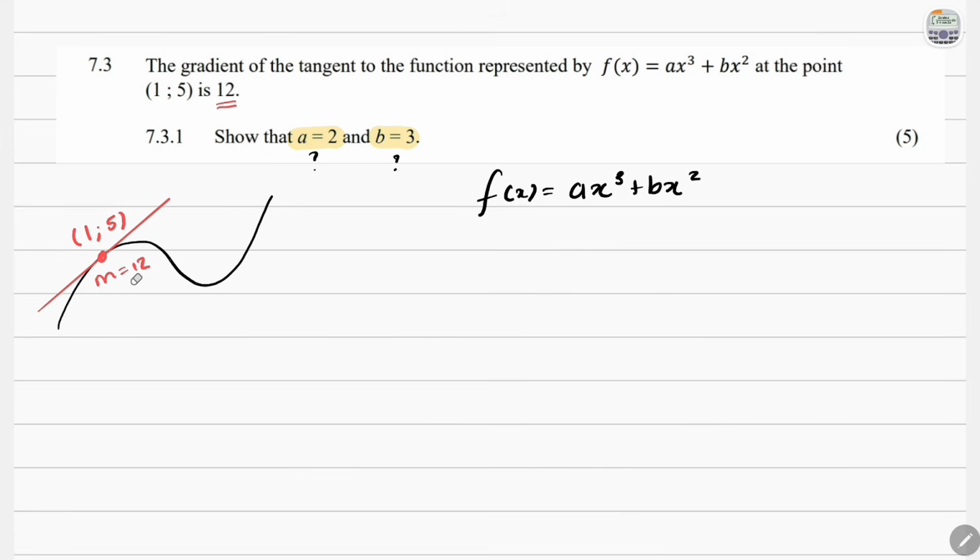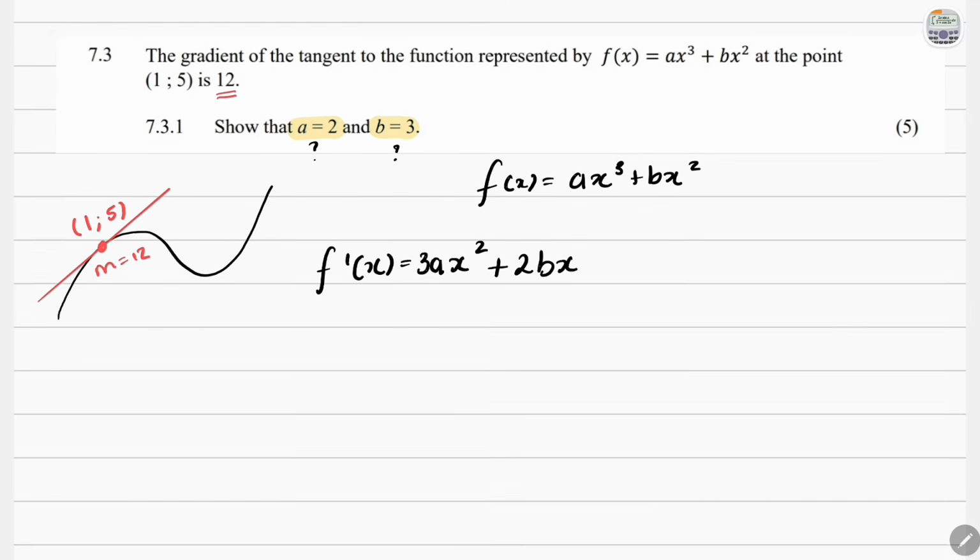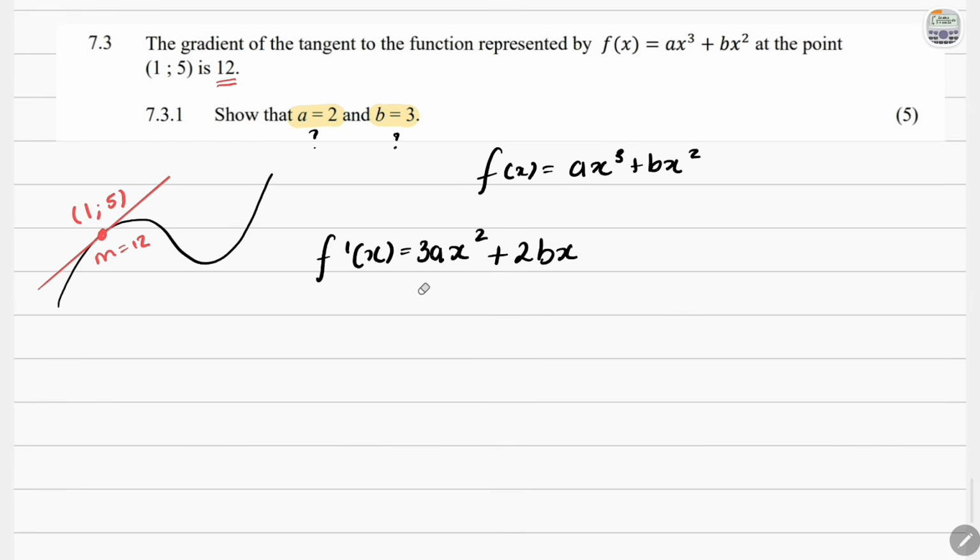Because we know that the gradient at this point is 12, let's find the gradient of this function. So to find the gradient of this function, we derive it. And so this is f prime of x is equal to coefficient times exponent. So that gives us 3ax, exponent minus 1 is 2. Same thing over here. Coefficient times exponent is positive 2bx, exponent minus 1 is 1, and we don't have to rewrite that. So this is the general gradient of this function at any point.